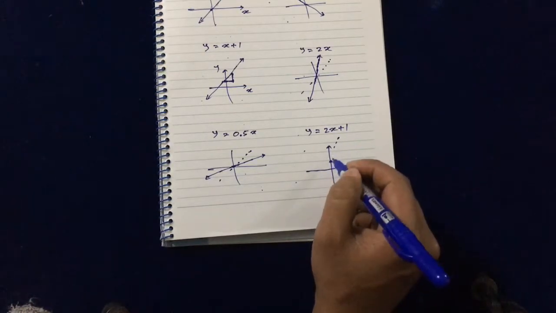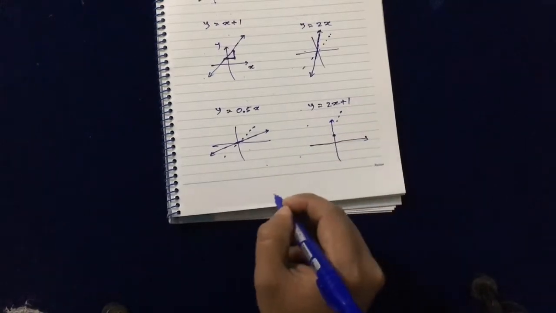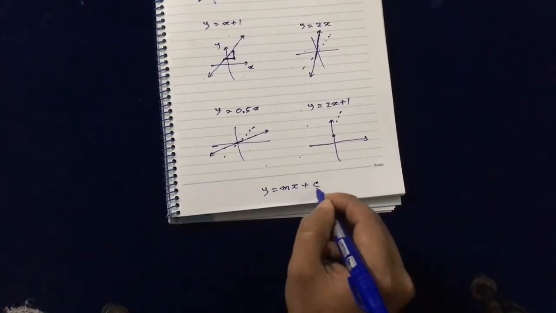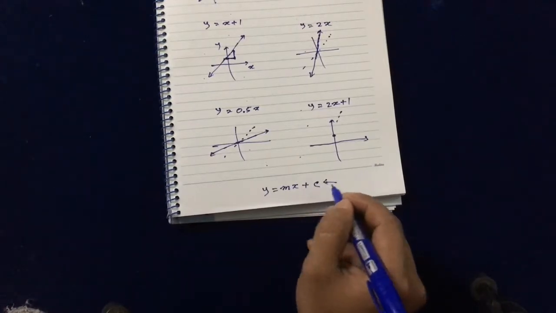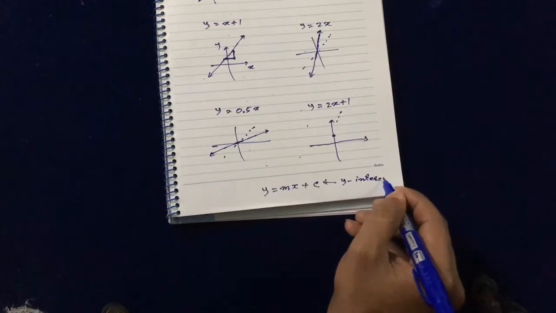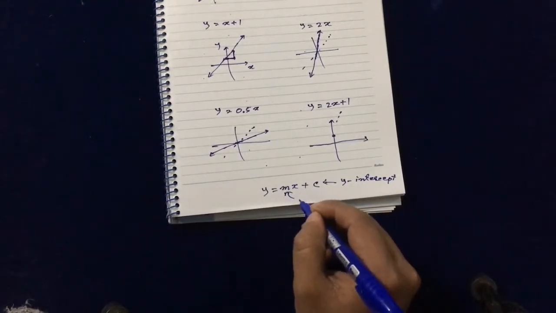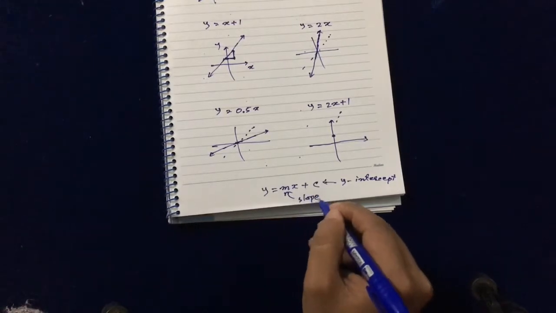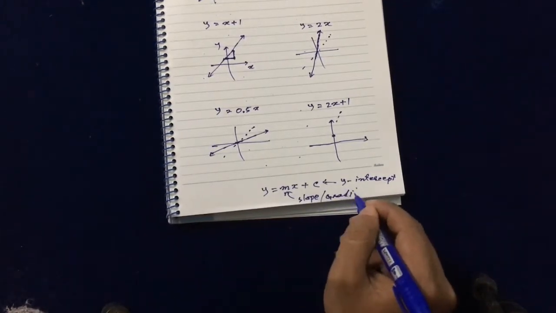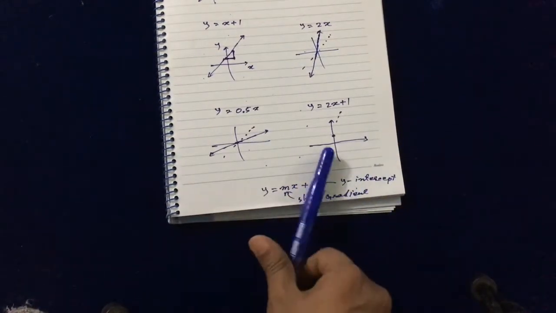I can show this here also. Okay, let me show this here. Basically this is the y equals mx plus c format. So this c is the y-intercept, and this m is the slope, or gradient, whatever you say. Gradient, both words are correct.